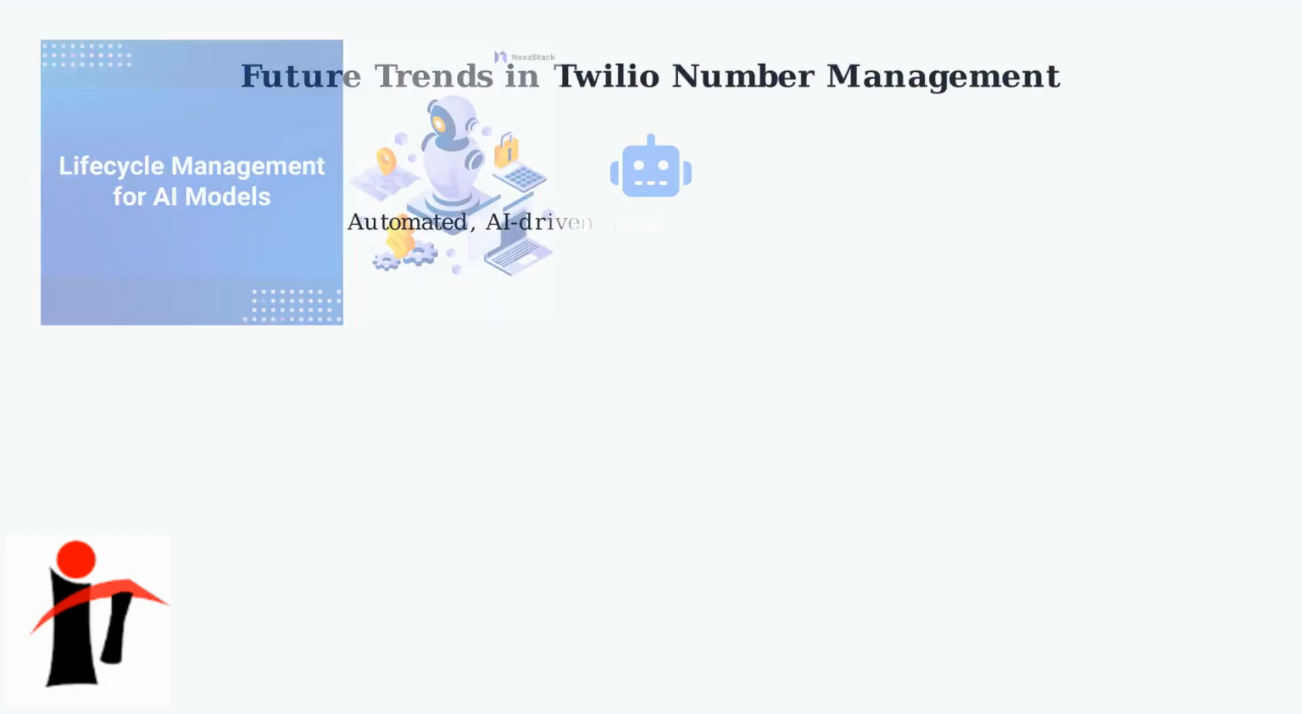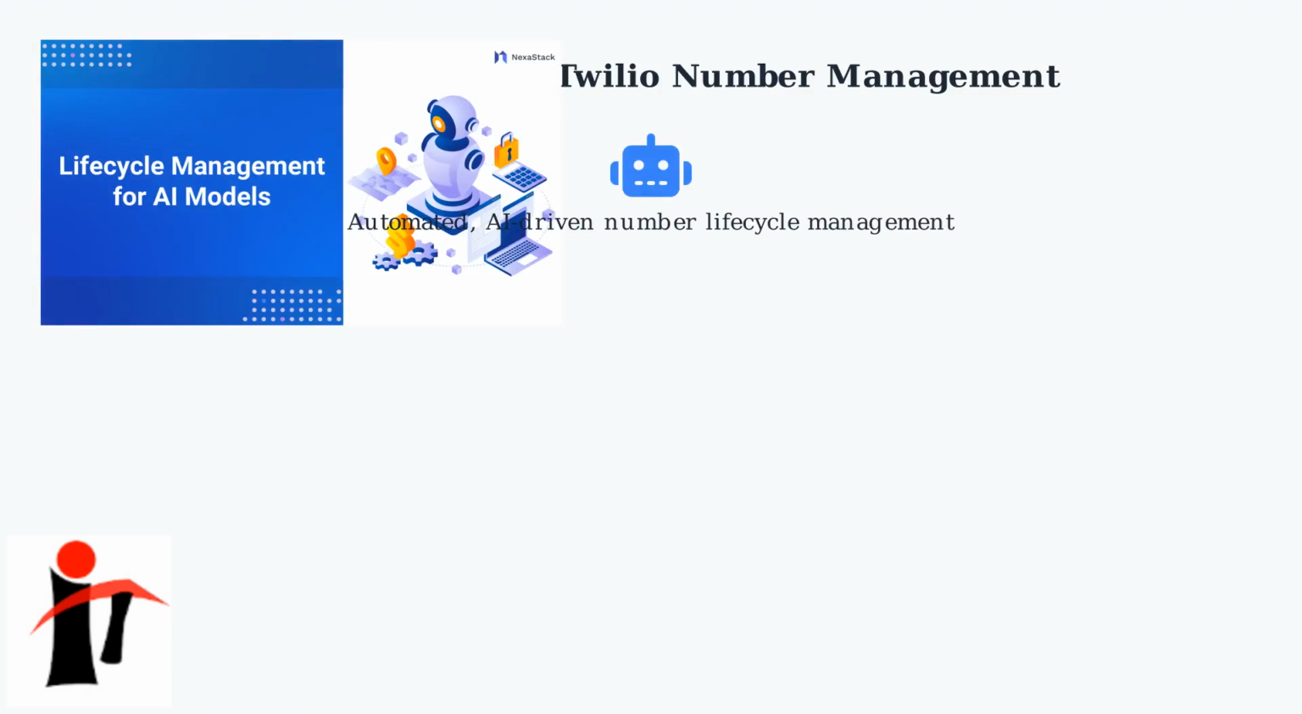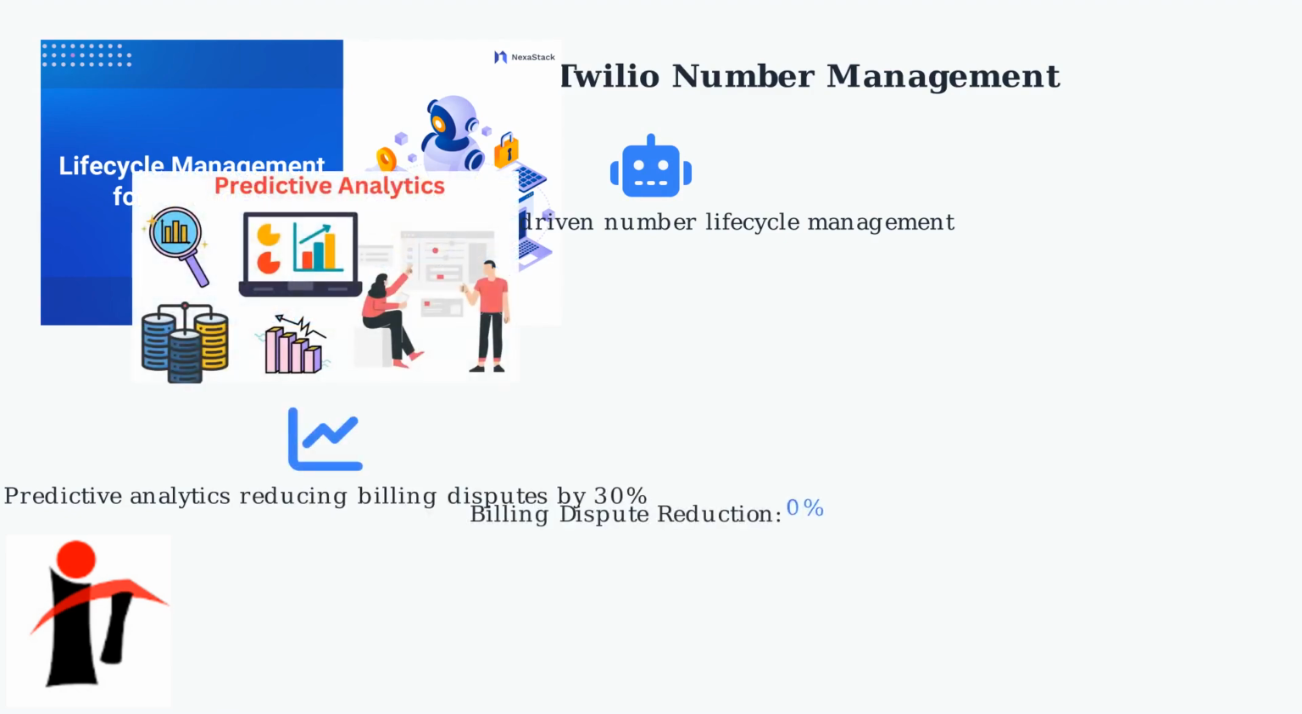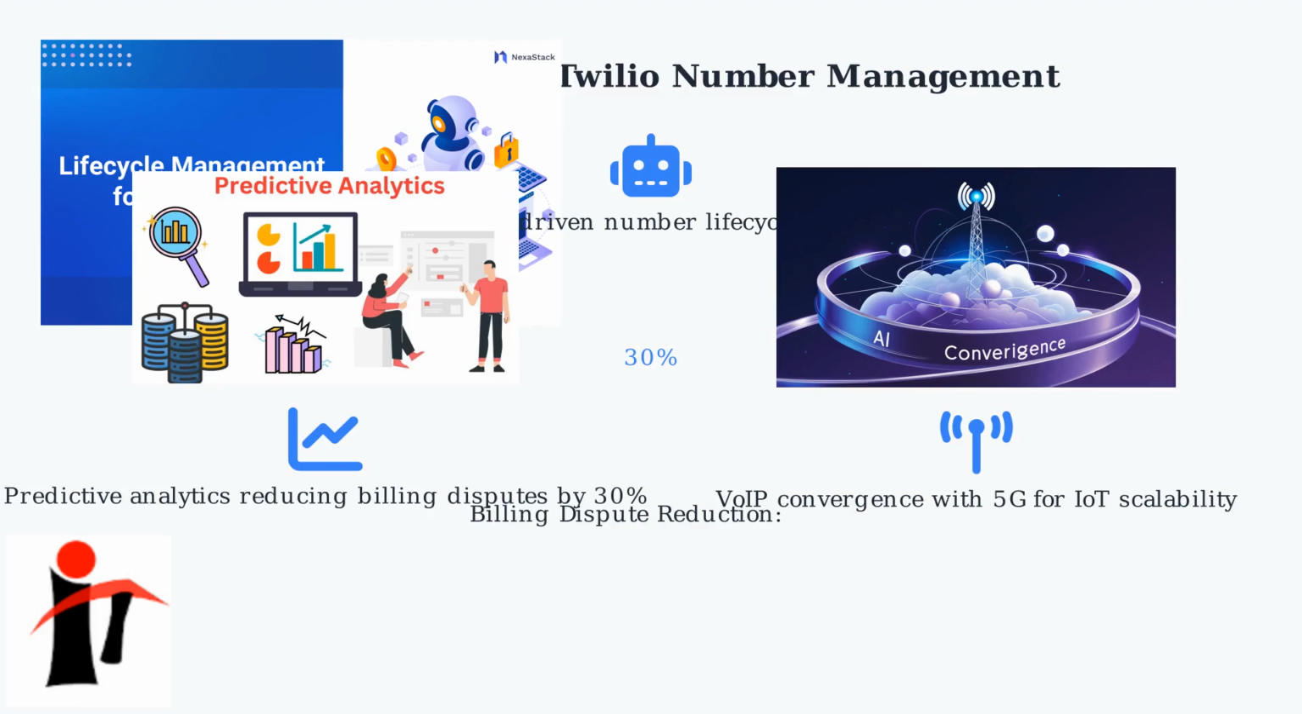Looking ahead, Twilio number management is evolving rapidly, with automated AI-driven lifecycle management that uses machine learning to predict release needs based on usage patterns, potentially reducing churn costs by up to 20%. Predictive analytics are expected to forecast a 30% drop in manual billing disputes by identifying issues before they occur and automating resolution processes.